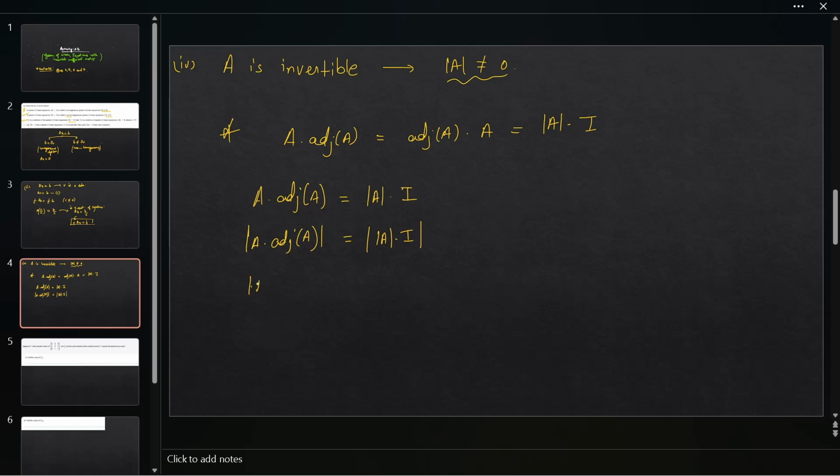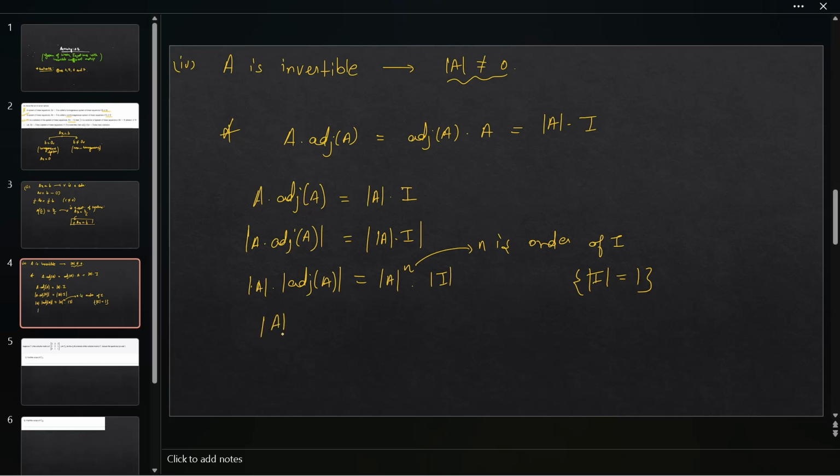Now, I can split this up and write it as determinant of A times determinant of adjoint of A. And on the right hand side, since determinant of A is a scalar quantity, and whenever I take a scalar quantity out of a determinant, I just put its power as the order of the matrix. n here is the order of I. Times determinant of I. We know that determinant of matrix I is equal to 1.